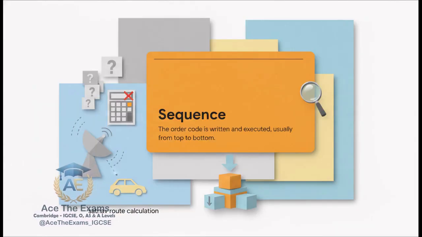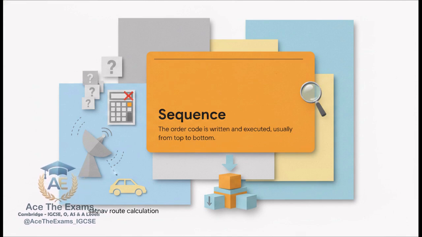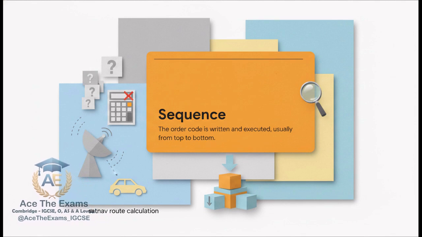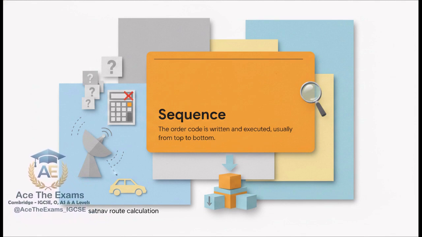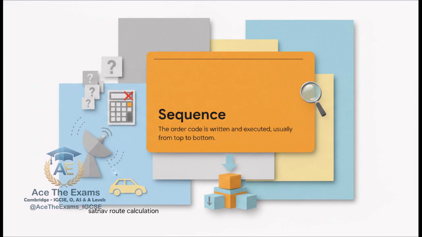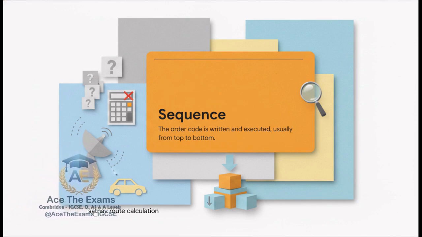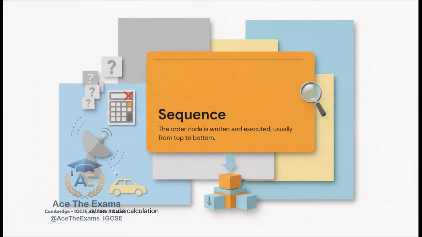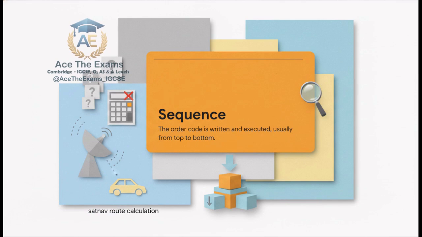And that brings us to the formal definition you actually need for your exam. Sequence is the order in which code is written, which is usually top to bottom. The program is going to execute the first line of code completely before it moves on to the second line, and so on. A classic sequence error would be trying to process a calculation, like that sat-nav route we just mentioned, before all the appropriate user inputs have even been obtained. Examiners are actively hunting for these logical sequence errors in your algorithmic designs.